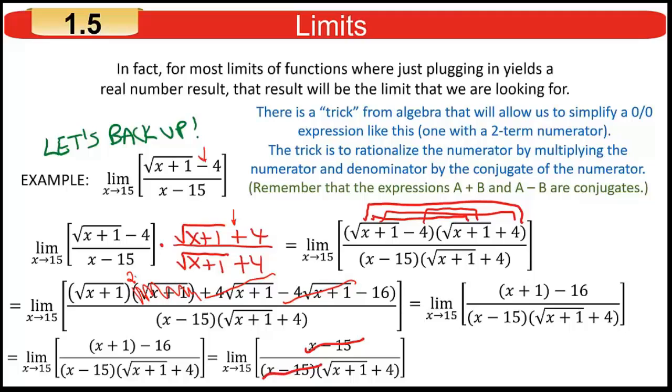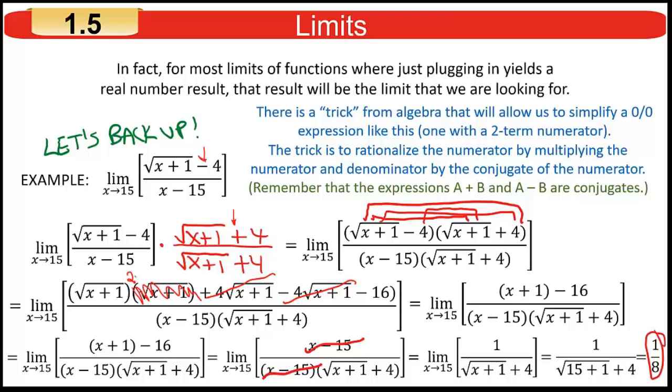If you cancel them, you end up with 1 over the quantity square root of x plus 1 plus 4. And at this point, there's no reason why you can't just plug the 15 in. And when you do, you get the answer 1/8. Because the square root of 15 plus 1 is square root of 16, which is 4. 4 plus 4 is 8.